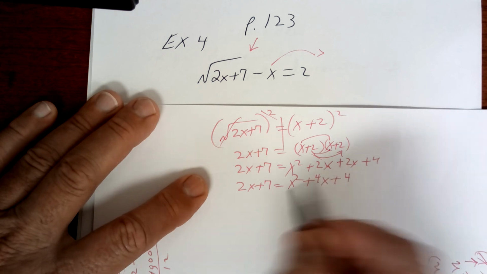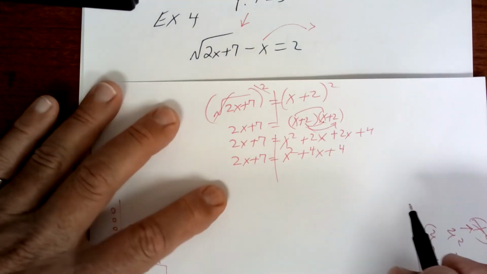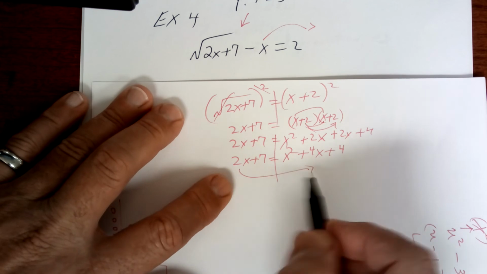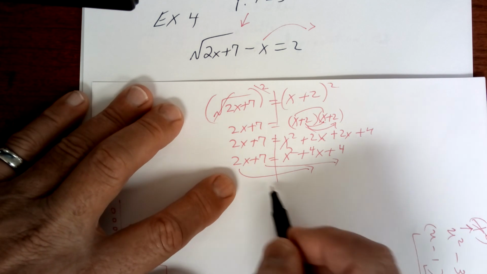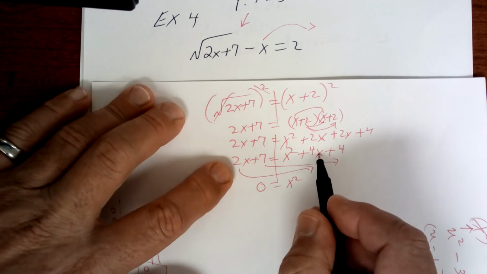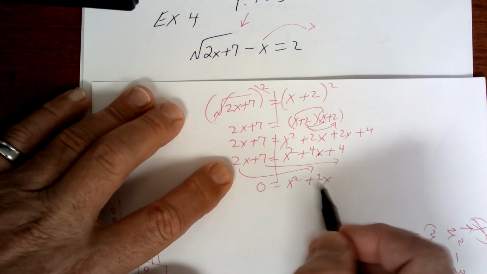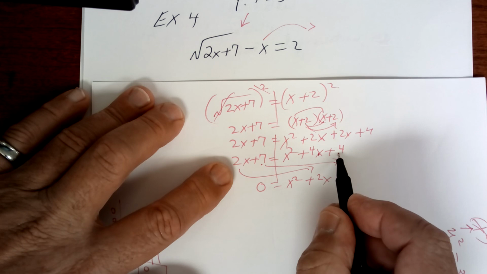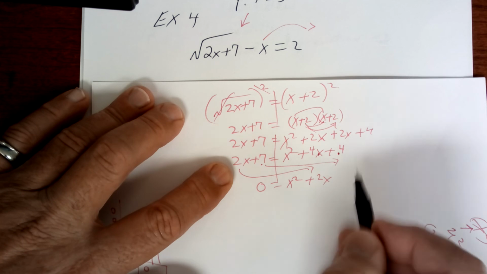Then you're going to go ahead and move the 2x to the other side and move the 7 to the other side. So now you're going to get 0 equals x squared. 4x minus 2x is 2x. And when you move the 7, that becomes a negative. So 4 minus 7 is a negative 3.